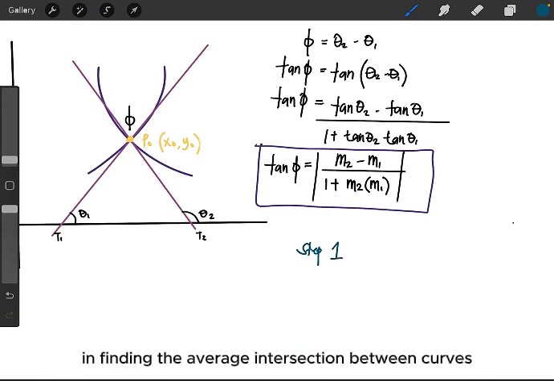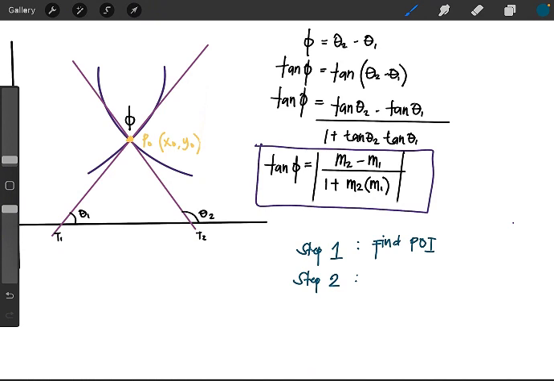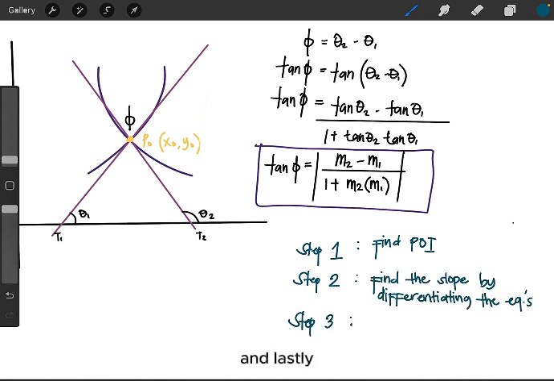Step 1 in finding the angle of intersection between curves is to find the point of intersection by solving the given equations simultaneously. Step 2 is to differentiate these given equations in order to find the slope of the curves, which we recall as m sub 1 and m sub 2. And lastly, step 3 is substituting these values of slope using the formula to find the angle of intersection of curves.